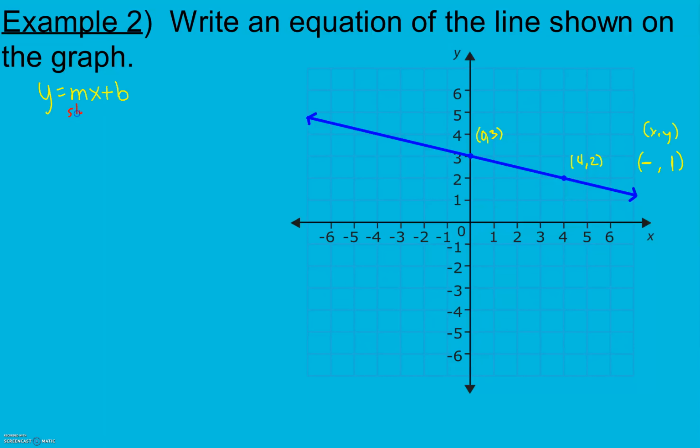My m is my slope, and my b is my y-intercept. And remember, our y-intercept is where we cross our y-axis. So that's usually pretty easy to pick out from a picture. Okay, we cross our y-axis at 3. So b equals 3. My slope, remember, is rise over run. So we have 2 options here. We can either count it. I go down 1 over 4.